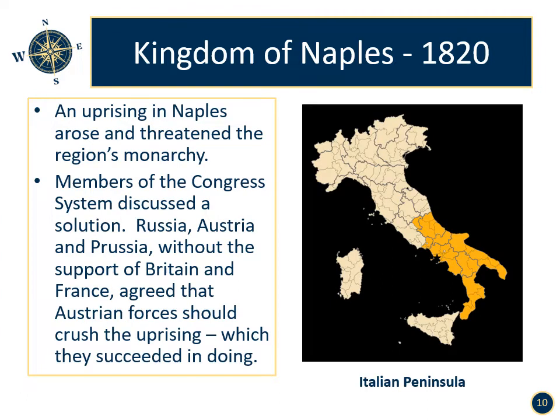The Kingdom of Naples, 1820. An uprising in Naples arose and threatened the region's monarchy. Members of the Congress system discussed a solution. Russia, Austria, and Prussia, without the support of Britain and France, agreed that Austrian forces should crush the uprising, which they succeeded in doing. Russia, Prussia, and Austria sought to suppress any emergence of liberalism. The British, however, desired to spread liberal ideals.